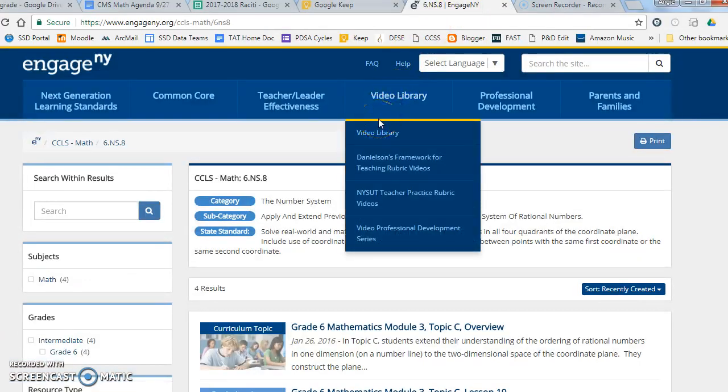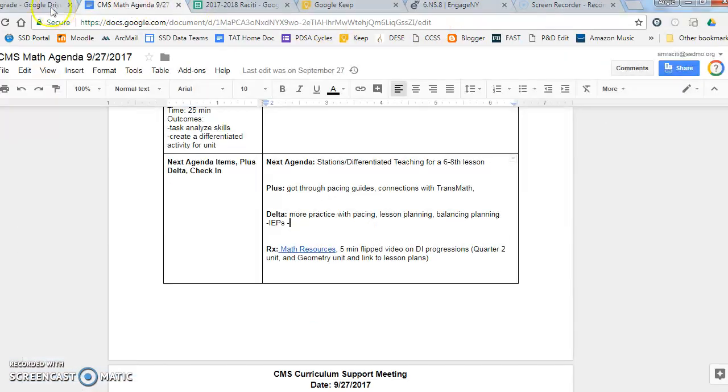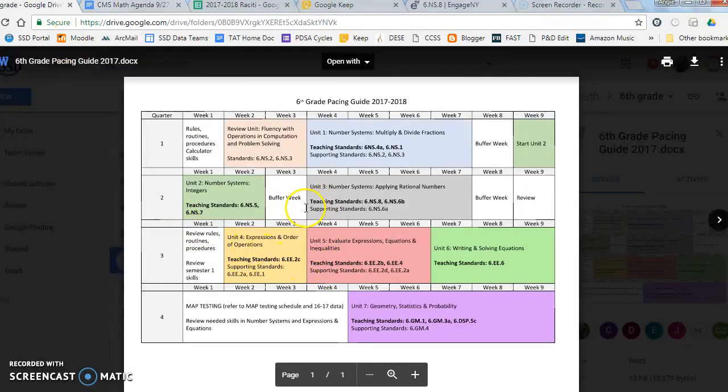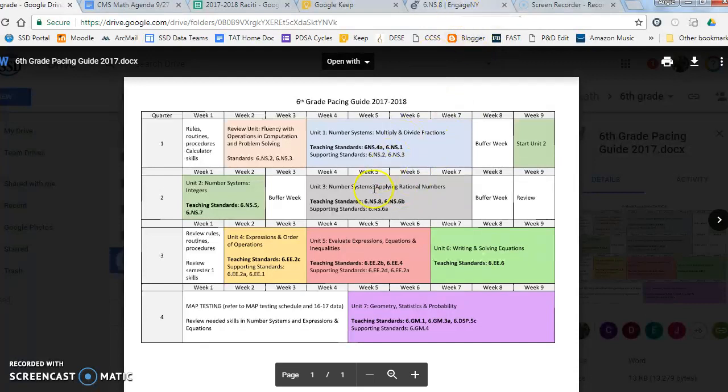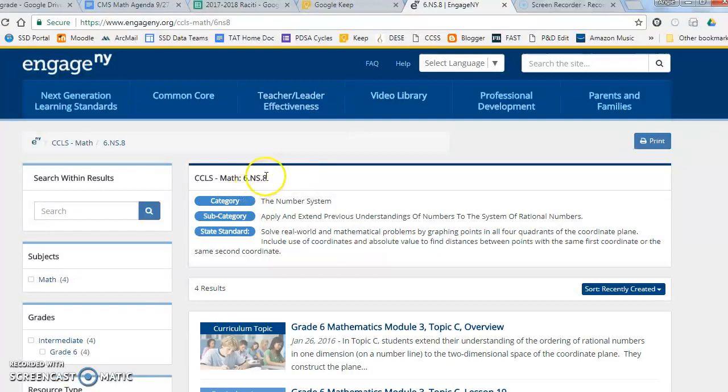Okay, so as I am planning my lesson around Unit 3, the NS8 and NS6B, applying rational numbers for 6th grade, the first thing I want to make sure I know is what the standard's asking. So if I'm just looking at NS8, 6NS8 is talking about graphing in all 4 quadrants of the coordinate plane.